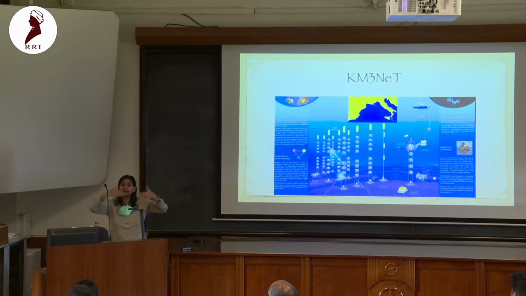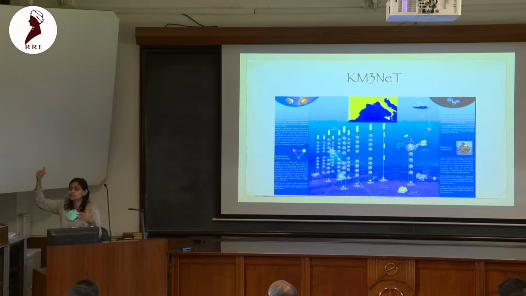And passing through the earth is needed to reject the background. You have a lot of background of muons, so you are trying to stop them, the background. That's why passing through the earth is needed.